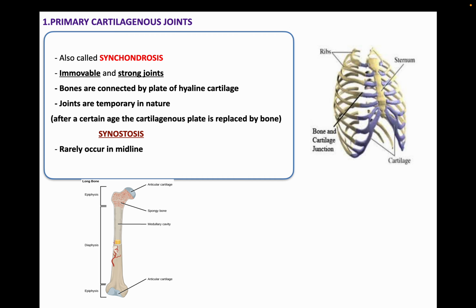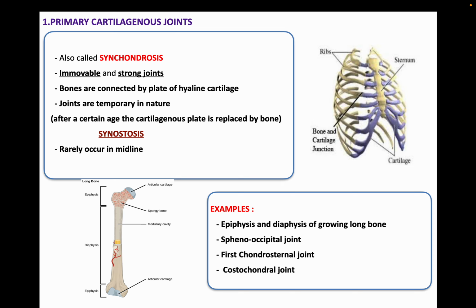The bones are connected by plate of hyaline cartilage. Joints are temporary in nature. So after a certain age, the cartilaginous plates are replaced by bone. This is why we call them synostosis. So conversion of the cartilaginous plate into the bone, that process is known as synostosis. So rarely occur in midline.